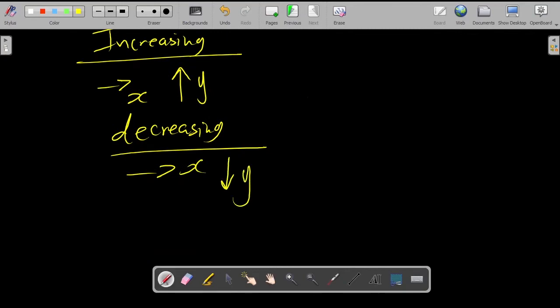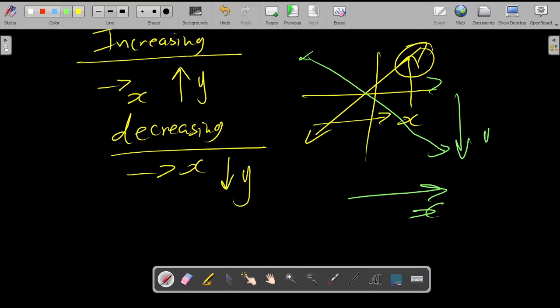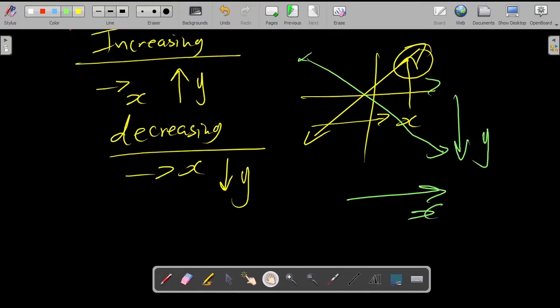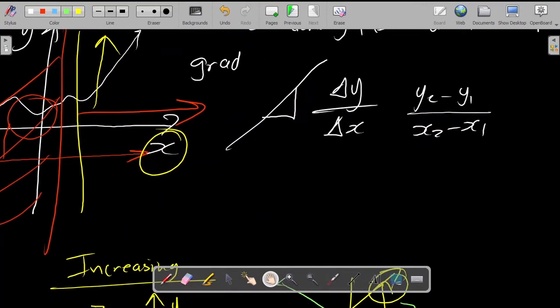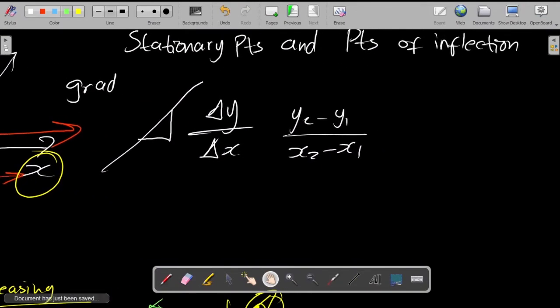In terms of straight lines, you can look at it like this. Such a straight line is increasing because as we increase our x values, the y values also increase. But this straight line is decreasing because as we increase our x values, the y values go down. That is the basic summary of increasing and decreasing. We will use this terminology quite a lot, and it's good that I start with it.